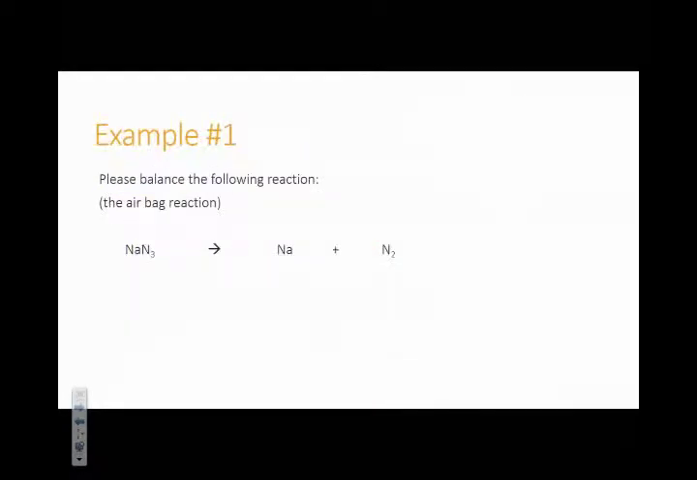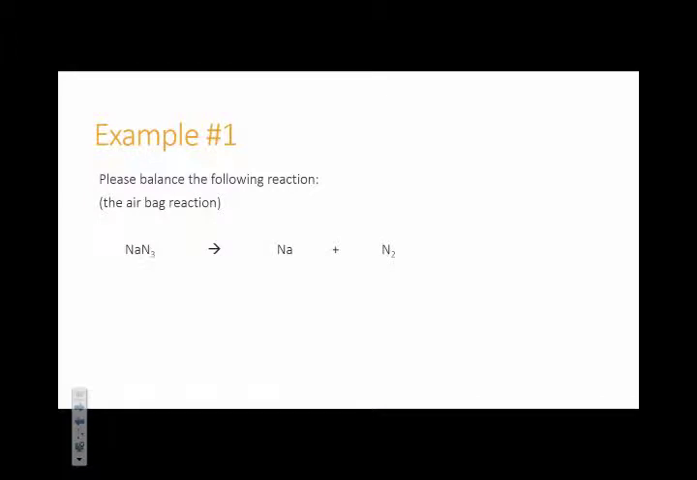Okay, let's do an example. I've written here the reaction that happens when the airbag in your car steering wheel goes off. When the airbag inflates, it needs to be a really fast reaction, and it needs to put a lot of gas into the airbag really quickly so that you don't bonk your head, among other things. And so they use sodium nitride.